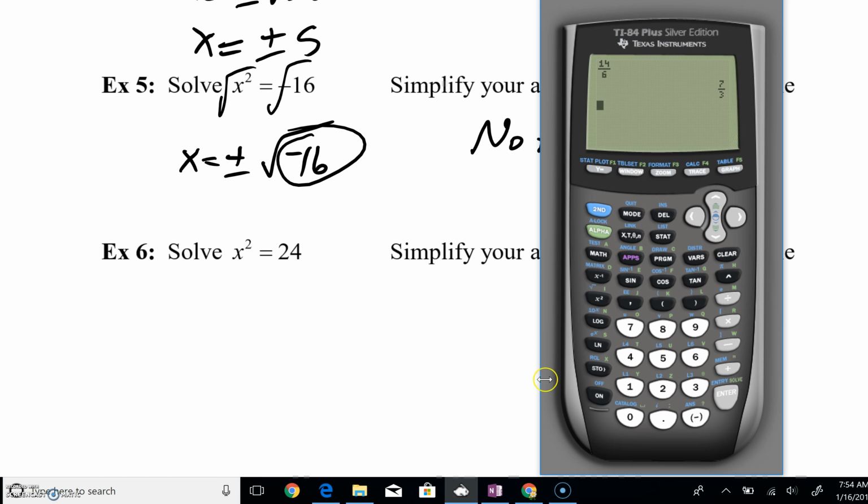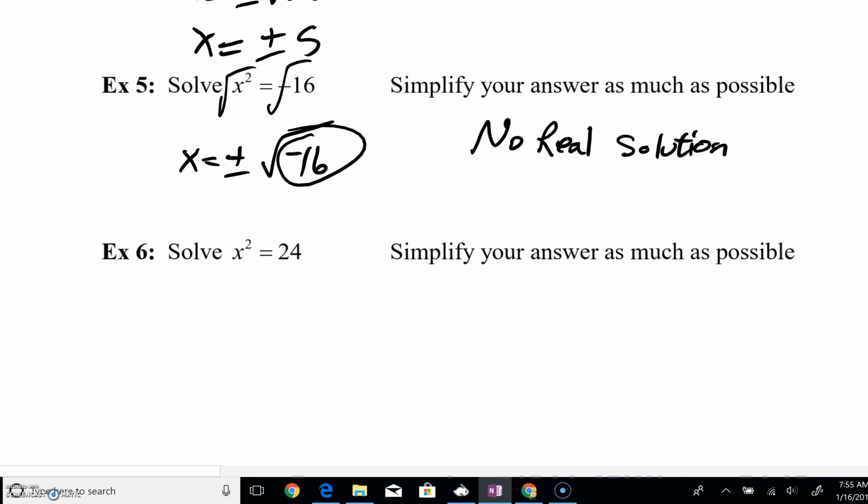If you're ever forgetting that, if you're wondering about that, you could even type that in. Square root of negative 16. What number times itself is negative 16? None. It's not negative 4. A lot of times kids think it's negative 4. But negative 4 times negative 4 is not negative 16.